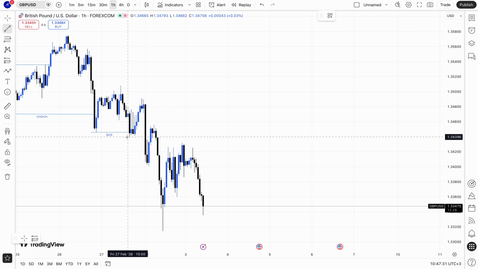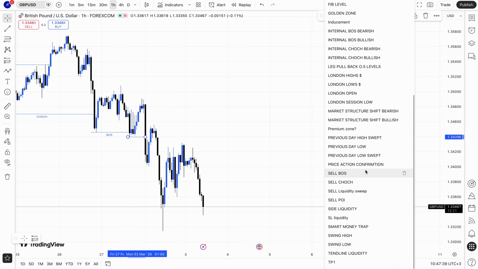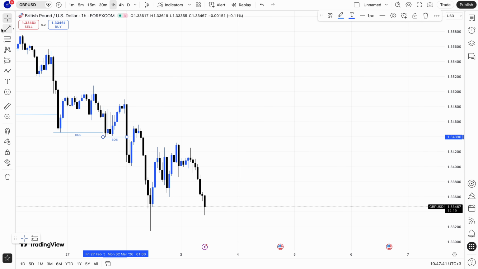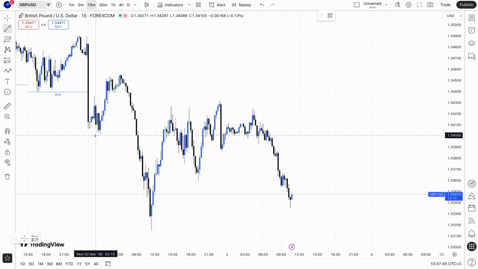Then this is our break of structure to the downside. External structure, then we go to 15 minutes for our internal market structure. And this is our internal market structure.